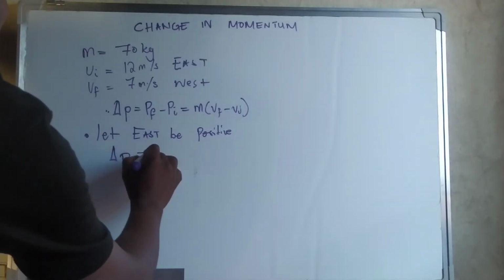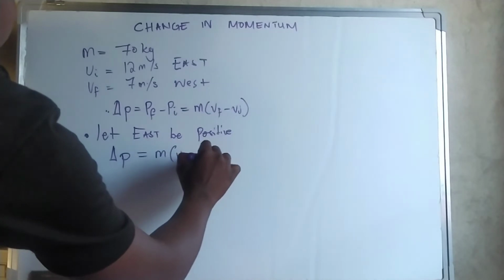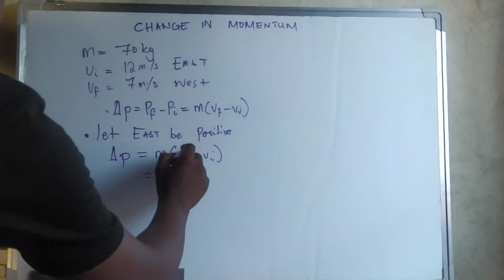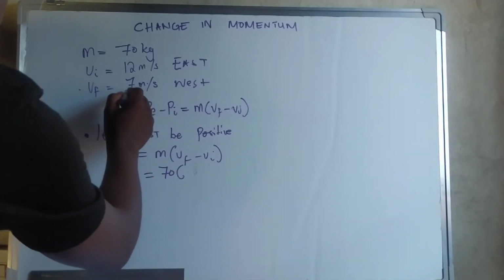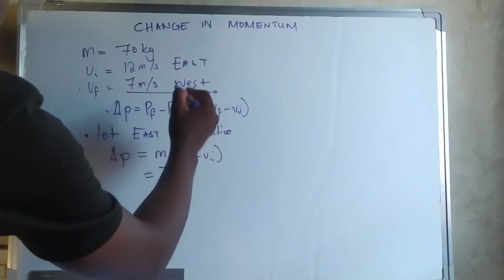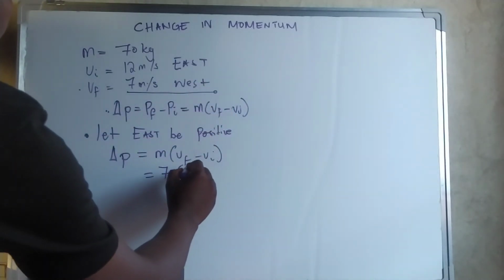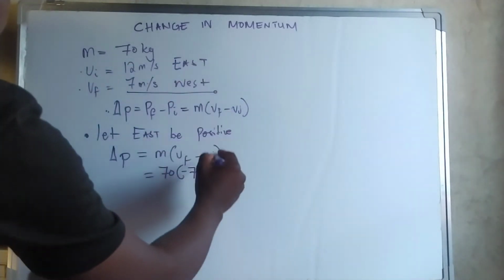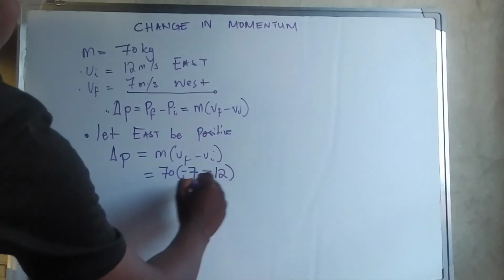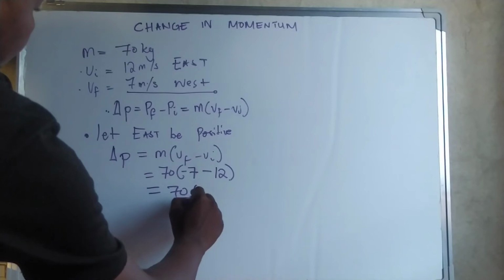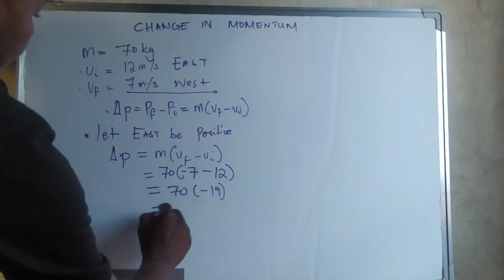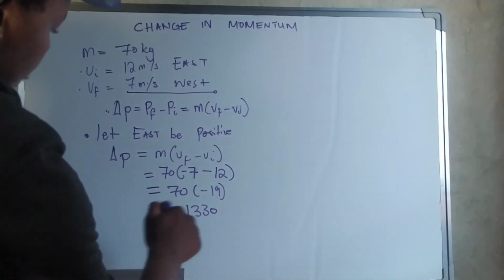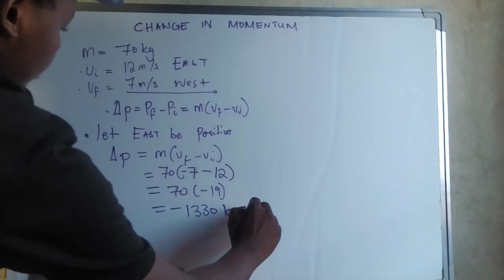So we're going to say Δp is equal to m(vf minus vi). Okay, let's substitute. Mass, we have 70 kg. The final velocity is which one? It's this one, and it's 7 meters per second to the west. If it's to the west, that would mean that it is negative. So we're going to have negative 7 minus, what's the initial velocity? It's this one, 12 meters per second. So it's minus 12. So you're going to have 70 times negative 19. And then you punch this in the calculator, you're going to have minus 1,330. Okay, this is kg·m/s.